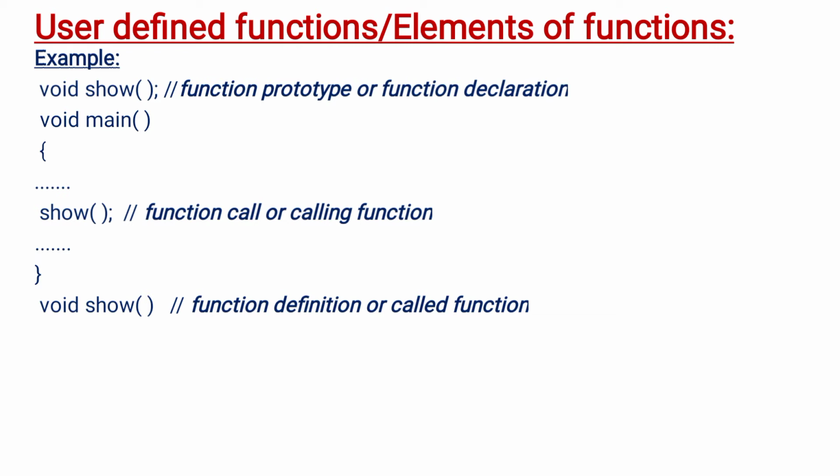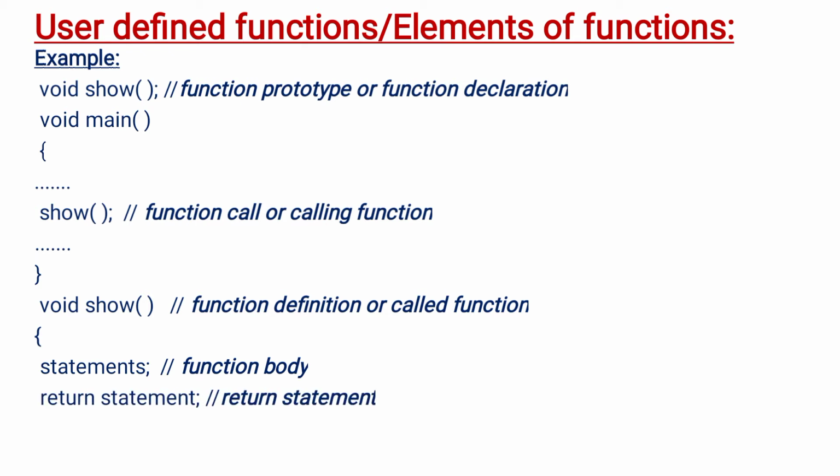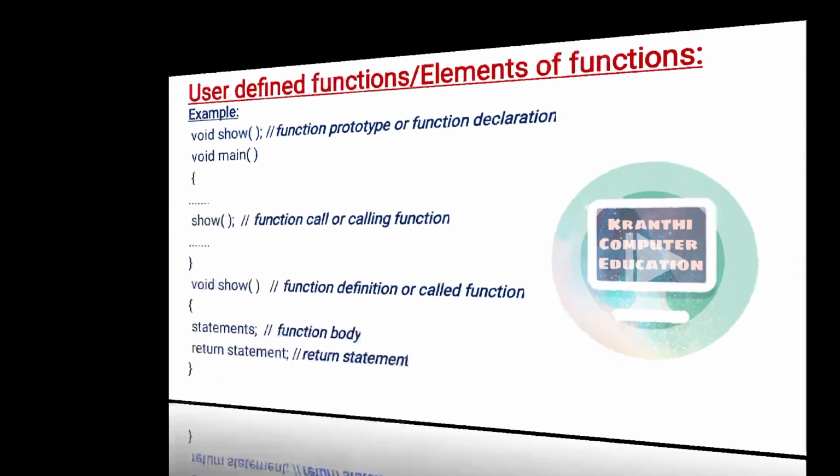A semicolon will be placed in the function prototype or function declaration, but in the function definition there should not be a semicolon. Opening brace and then statements. The statements which are written inside the function definition are called the function body, and at the end of the function body we can write a return statement and then close the function. So this is the example for user defined functions containing all the elements of functions. Next we will see each and every element of a function in detail.